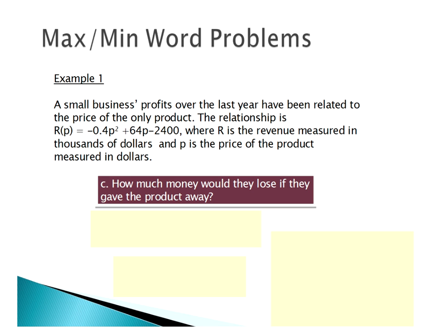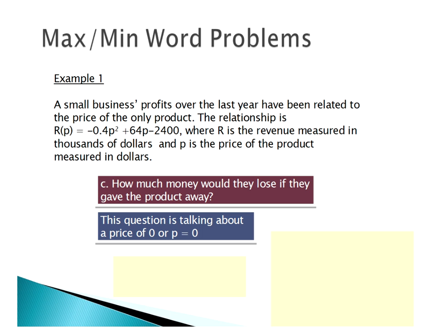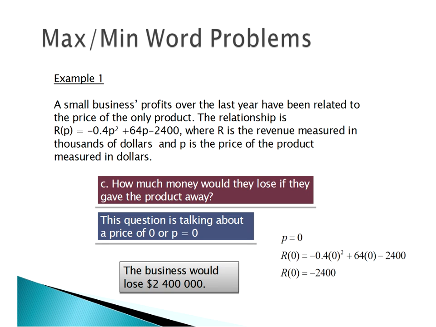So question B would be, how much money would they lose if they gave the product away? So here I'm talking about a price of 0. So wherever I see a P, I'm going to plug in 0, and I would lose $2.4 million, which is probably why if you only have one product in the business, you don't give it away.